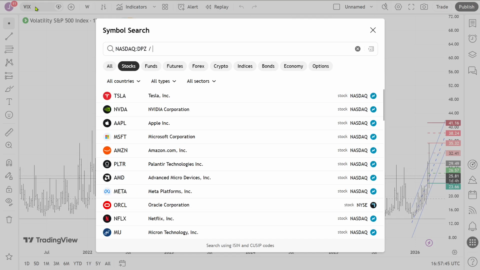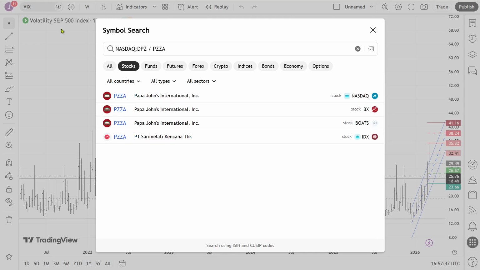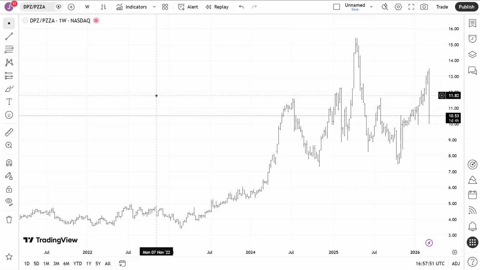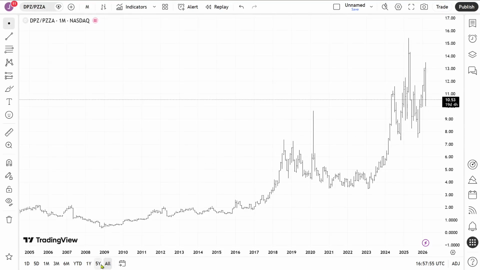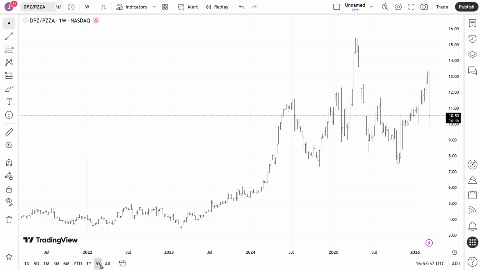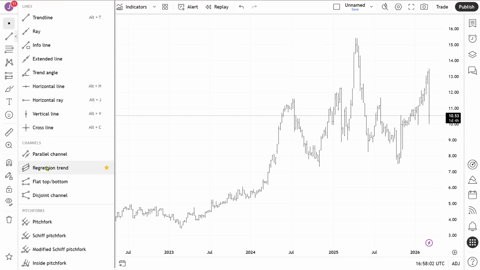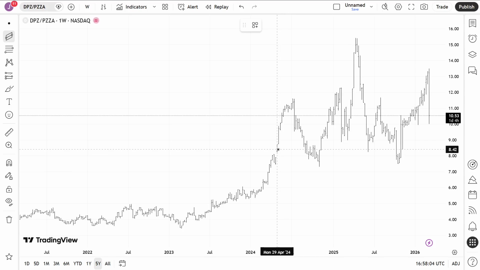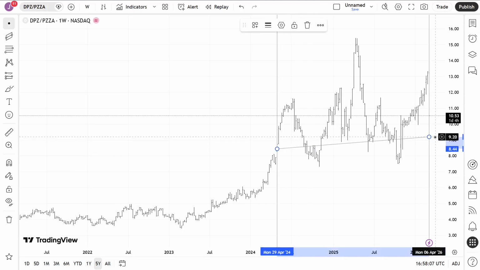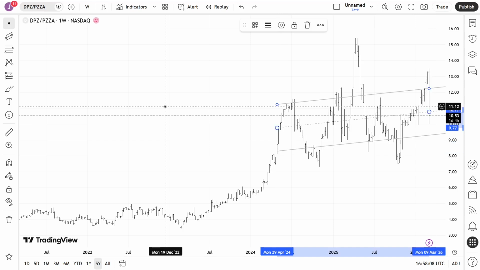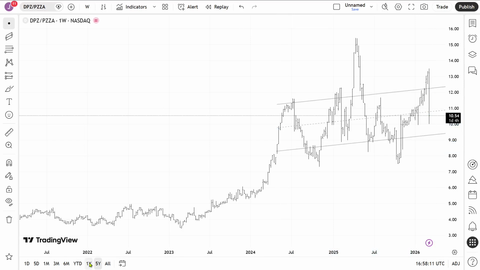When this ratio is rising, it means Domino's DPZ is outperforming Papa John's PZZA. Traders use the pair's trading strategy to hedge out broader market or sector risk, focusing purely on which company is the stronger runner. Long-short spread trading, Domino's versus Papa John's. As the chart illustrates, Domino's has historically outperformed Papa John's over the long run.